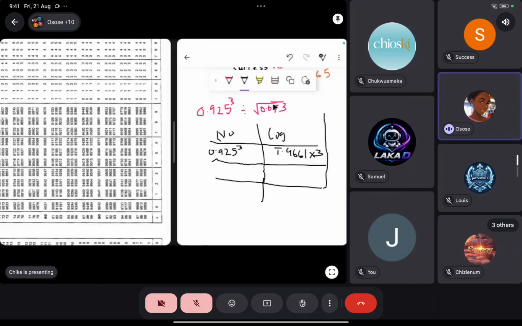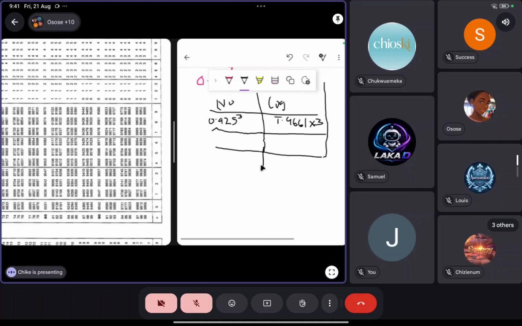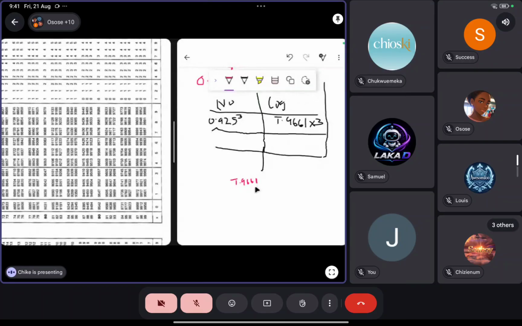When I did it, I actually separated the bar 1 from the 9661. No, you don't do that. You only do that when you are dividing, for convenience. When you are multiplying, it's easy. If you multiply 3 by bar 1, for example, you get minus 3. So you don't separate. You only separate for division. So I have 1.9661 and we're multiplying by 3.